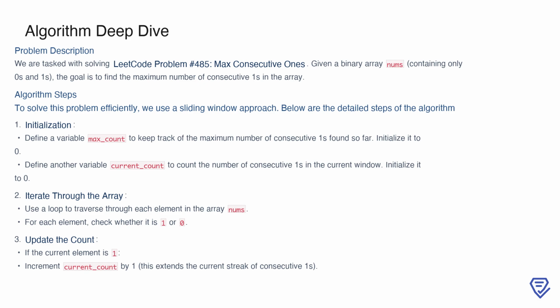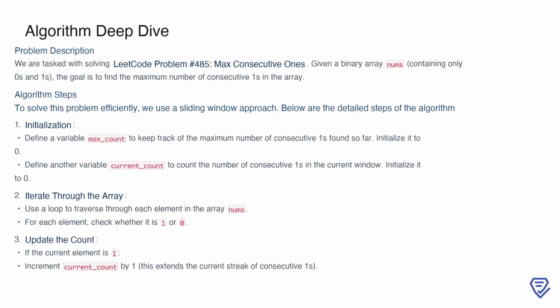The algorithm begins with two key variables, max_count to track the maximum streak of ones encountered so far, and current_count to track the length of the current streak of ones. Both are initialized to 0. Then, we iterate through the array to evaluate each element.